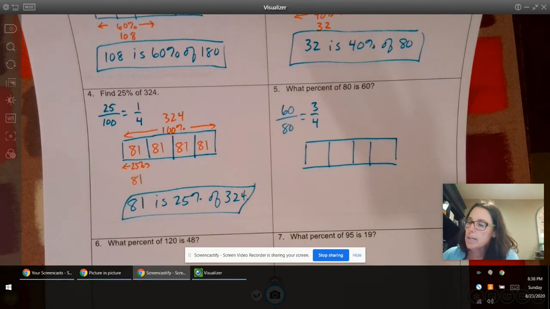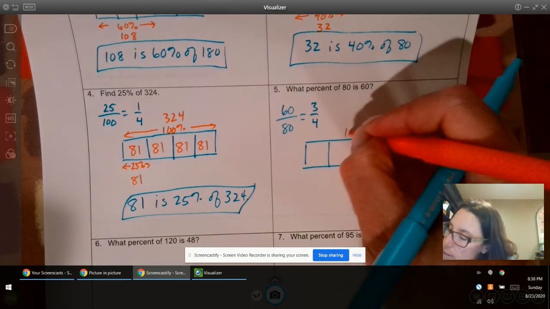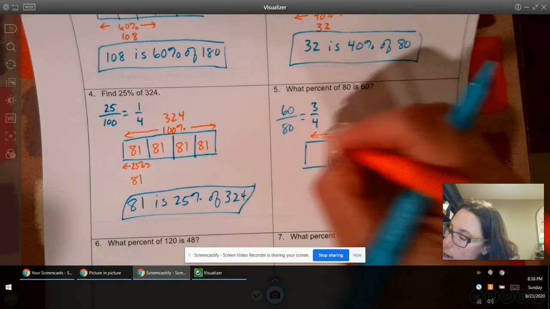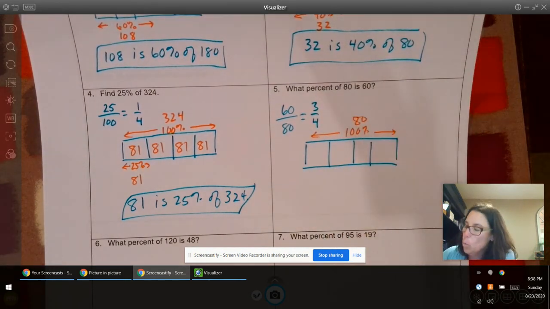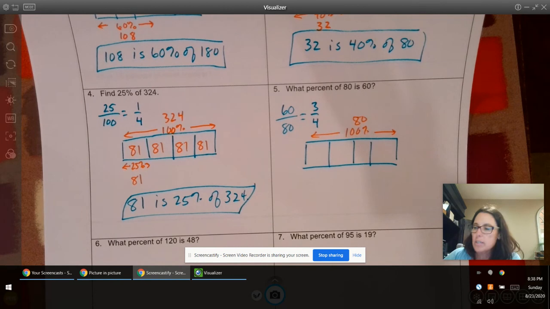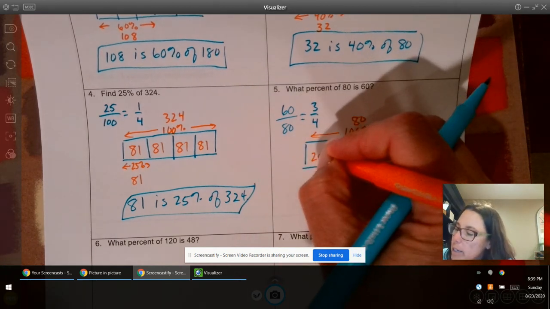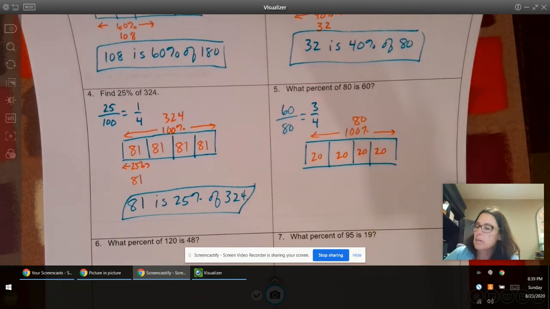Now here's where it gets a little tricky. We know that 100% is 80. Well, if there are 4 boxes and we want a total of 80, hopefully you're getting onto this magic number pretty quickly. 20 is that magic number.